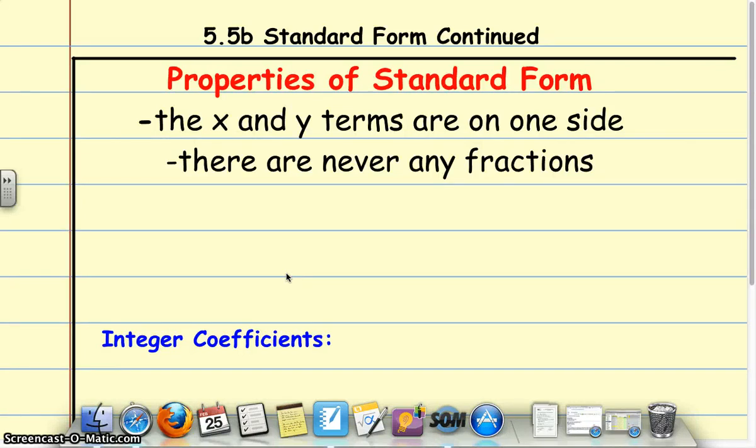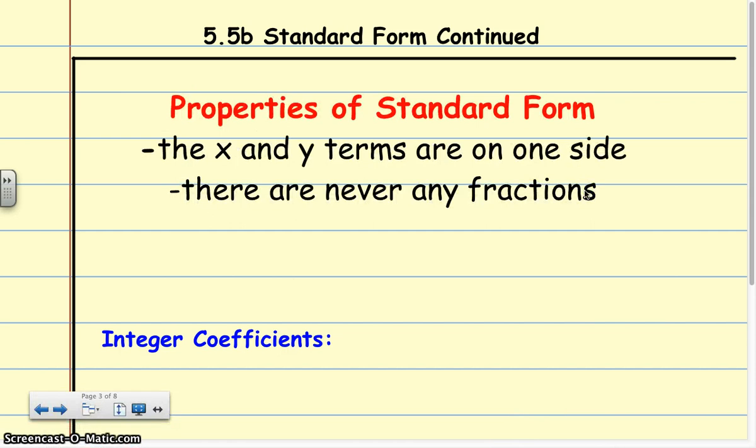5.5b. Today we're going to continue our standard form lesson. The properties that we need to understand with standard form is the x and y terms are on one side of the equal sign. That means you have something like this: ax plus by is equal to c. The x and y are both on the left-hand side. This one side means left side.